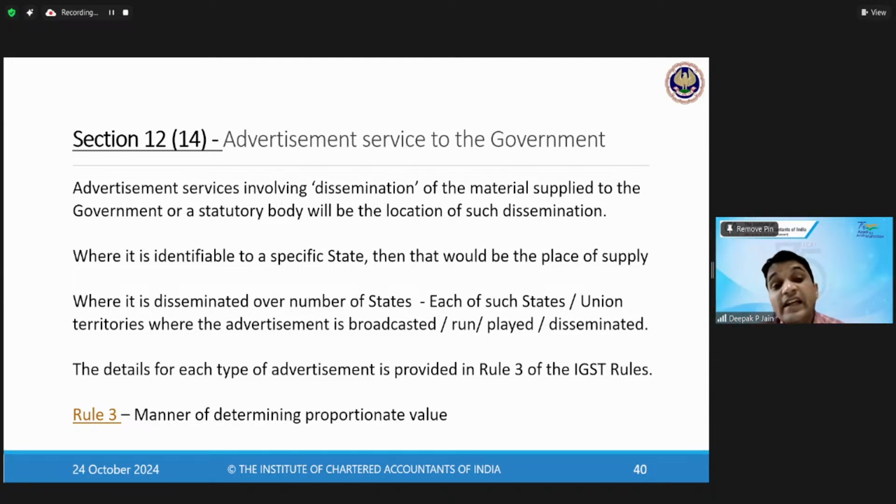But where it is in English, which is common, and it is disseminated over a number of states, then each of such states, union territories where the advertisement is broadcasted, run, or played, or disseminated, that will become the place of supply. The simplest example I gave you is the brochures. But do you think only brochures is possible? Because brochures is physical, we know where it is disseminated. Now, when it comes to services, firstly, let me ask you a question, whether this distribution of brochures is supply of goods or supply of services?